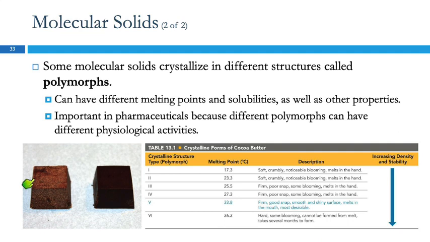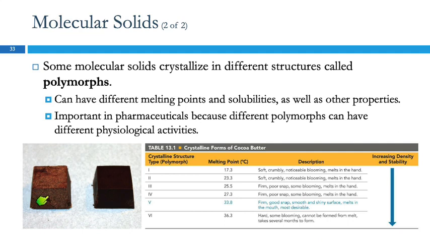This is a different arrangement of the molecules in the chocolate. And so this is a summary of how the different features are. So this polymorph 5, which has a melting point of 33.8 Celsius, is the firm one, it's got a good snap, it's smooth and shiny, it melts in your mouth, it's most desirable. It's probably not going to melt quickly in your hand, right?